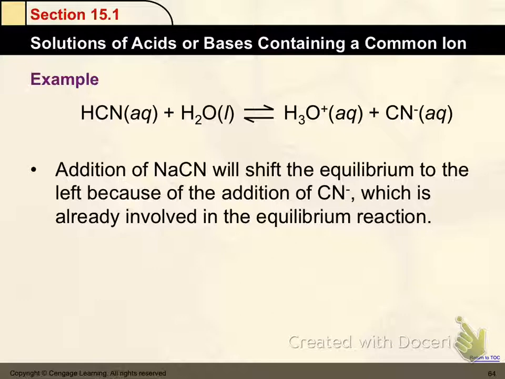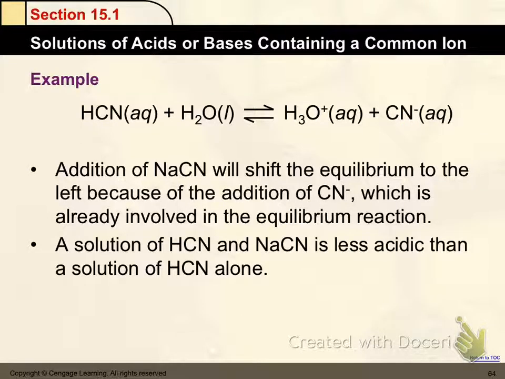The reason is because we are going to add more of this stuff. So if we add more of the cyanide, that increases the concentration on the right, which in turn shifts the equilibrium to the left. Remember, the sodium has no effect at all on the pH. It has no effect on the equilibrium because there are no other sodium ions in this particular equation.